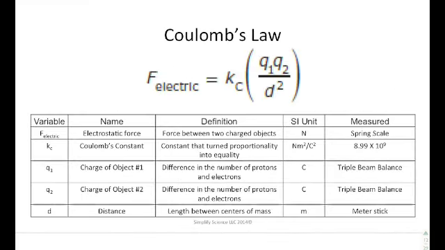Next we have the idea of Coulomb's law. Coulomb's law is F electric equals Kc Q1 Q2 over d squared. Now sometimes you see it in different forms. Sometimes this d is called r, and a lot of times you'll see this k is just k instead of Kc, and almost no one puts this electric on here.